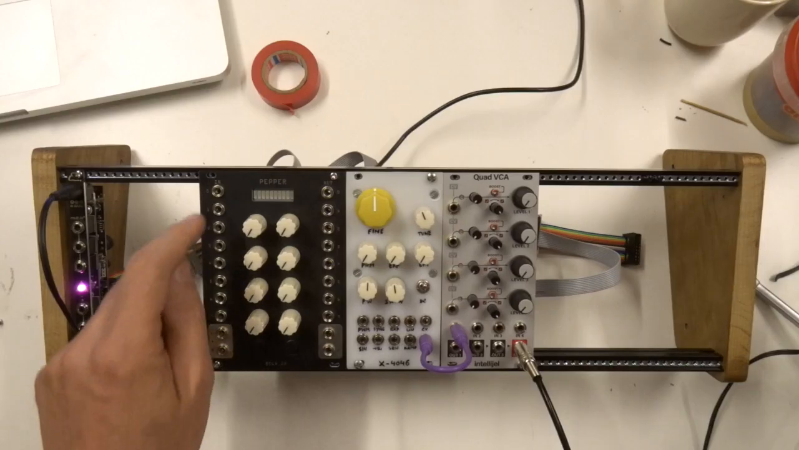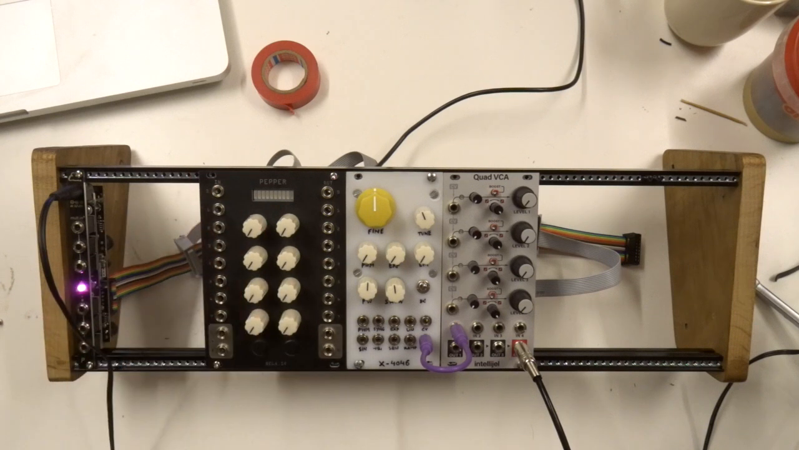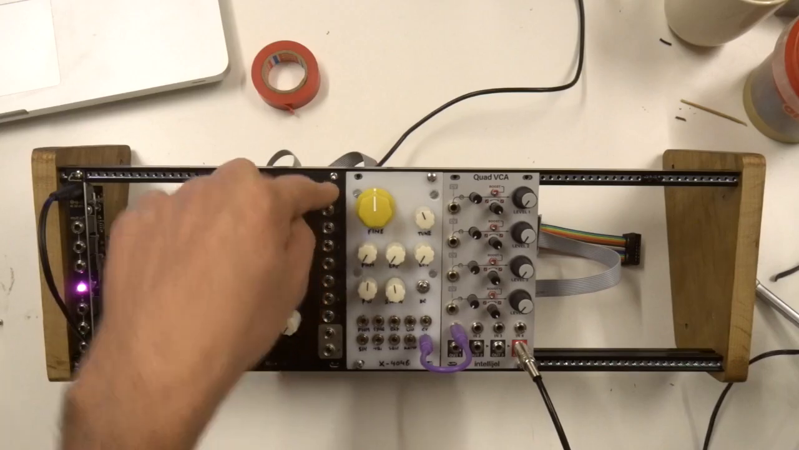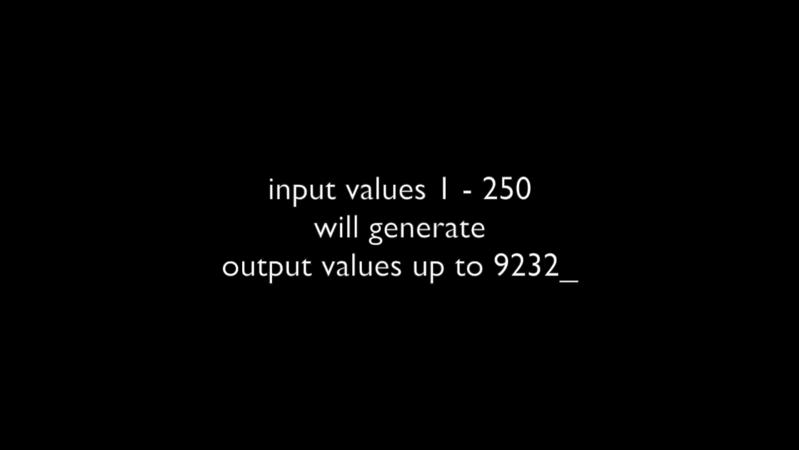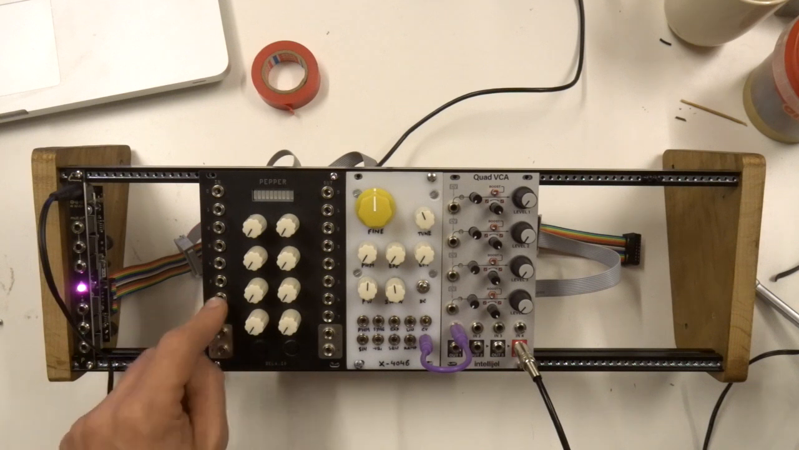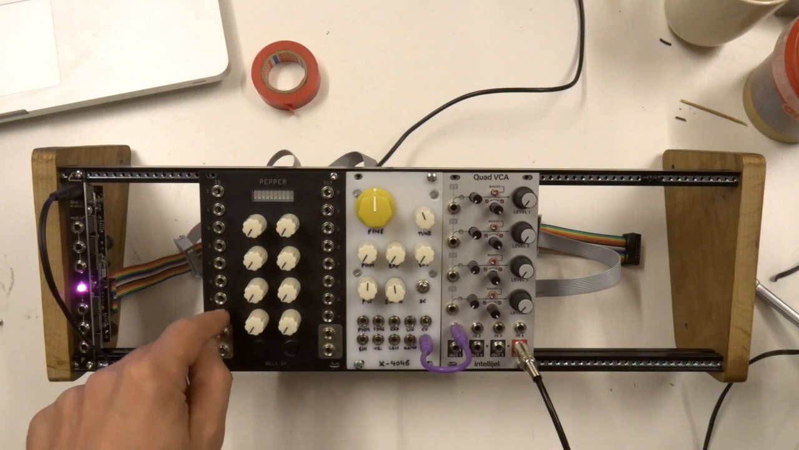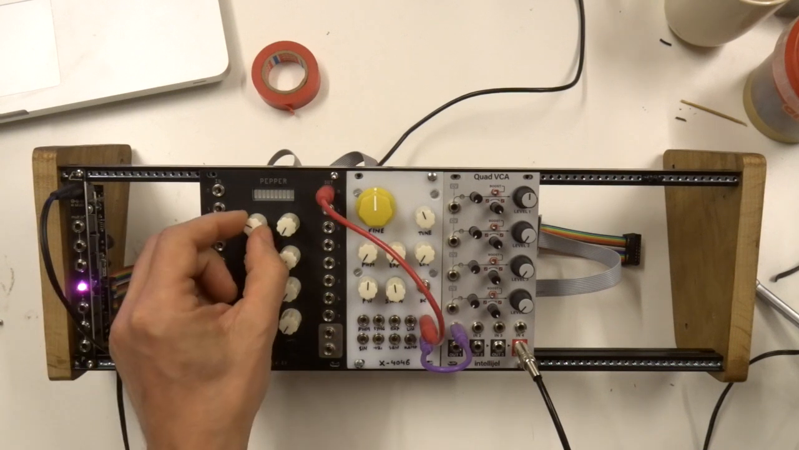The input will be on the first jack or the first pot. The output numbers are mapped logarithmically to the first output jack. What you do is you sample the input value using this left button here, or by sending a trigger to input 6. And then you step through the number sequence using the right button or input 7. So let's just see that in action.